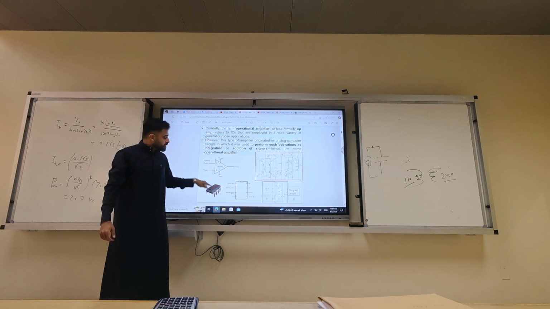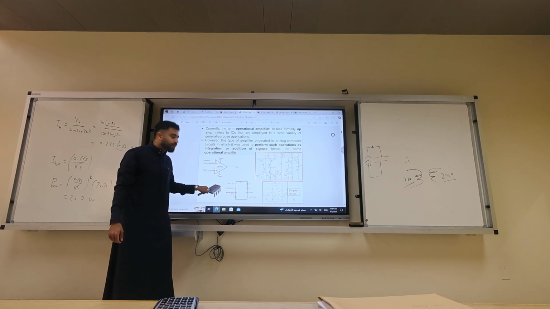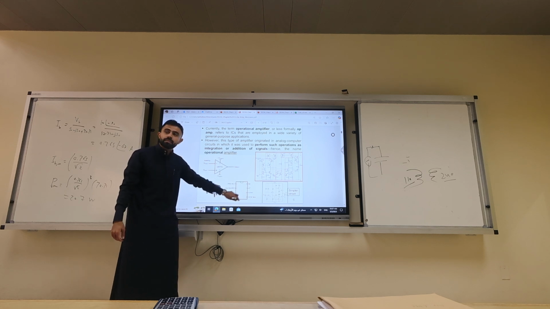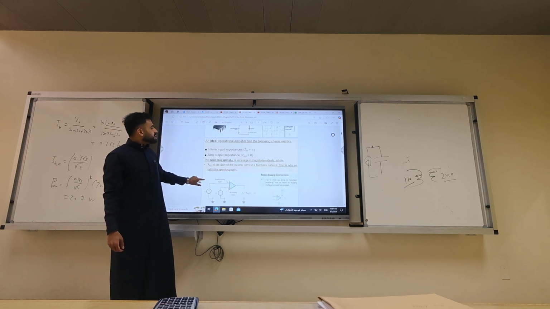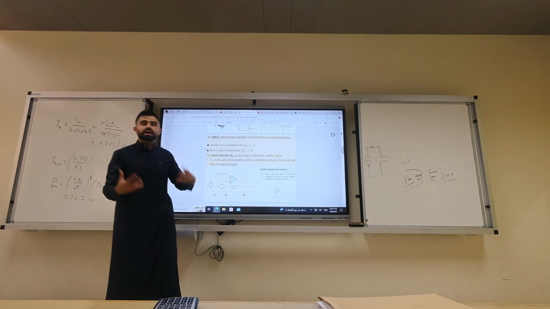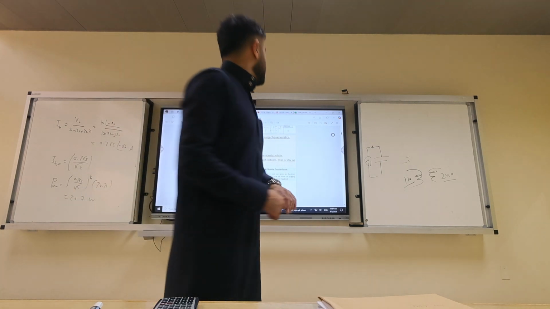What I want you to learn is whenever you see an IC, don't get scared. Go to the data sheet and whenever you see this half circle, you start counting the numbers. Okay? What are the ideal characteristics? It doesn't exist in real life, but we can see it.